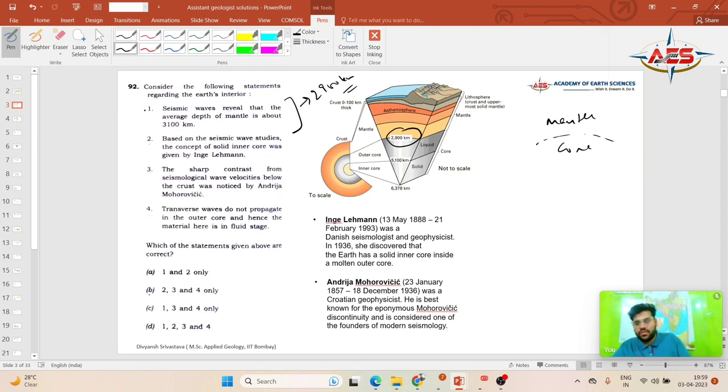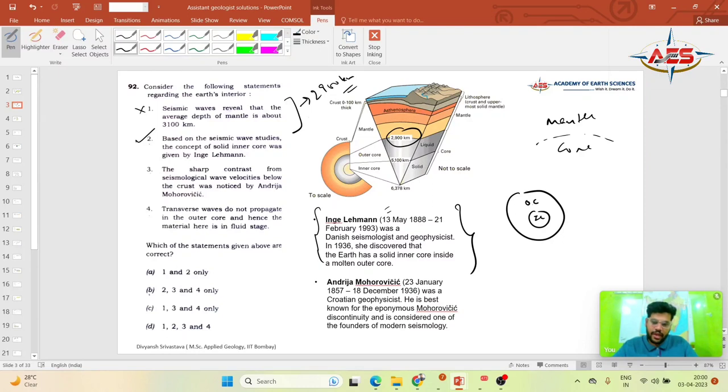So the first option is wrong. Let's look at the second: based on seismic wave studies, the concept of a solid inner core was given by Lehmann. Yes, she has given this. She is a geophysicist from Denmark. She proposed that our core is divided into two parts: the outer core and the inner part, the inner core. I have taken this data from Wikipedia. So this option is correct.